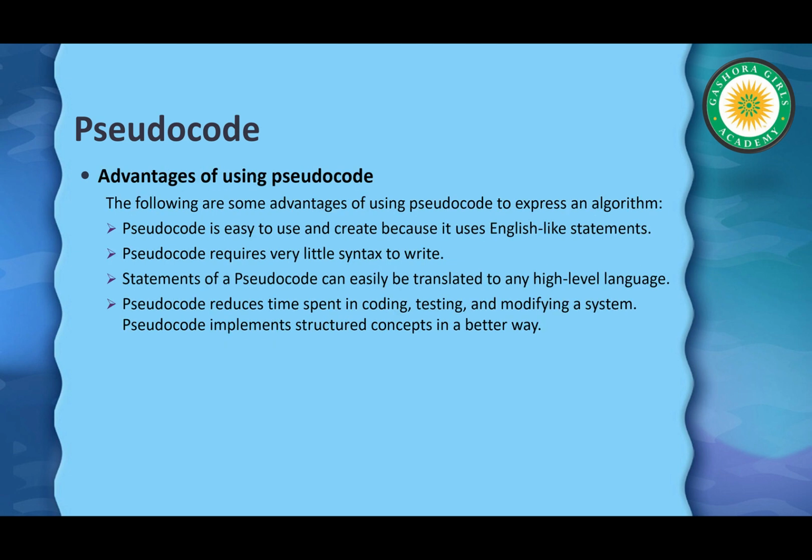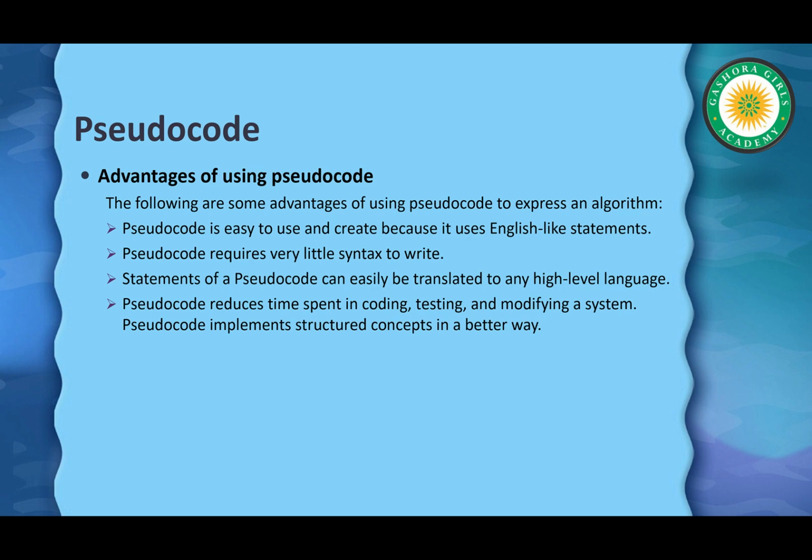Some advantages of using pseudocodes. The following are some advantages of using pseudocodes to express an algorithm. 1. Pseudocode is easy to use and create because it uses English-like statements. So you use English-like keywords to write the pseudocode, and that will make pseudocode easier to use and easier to create.